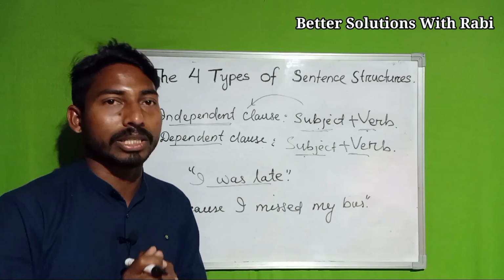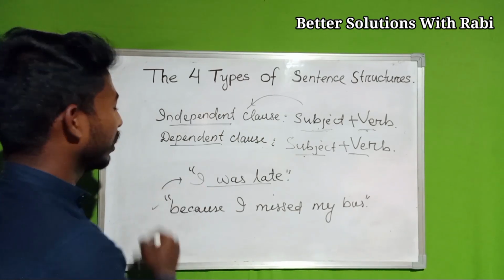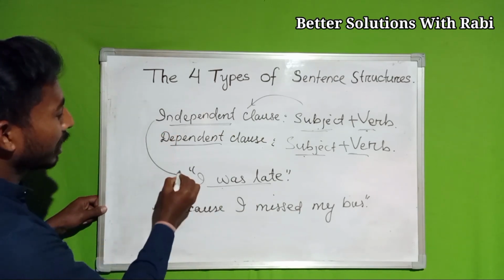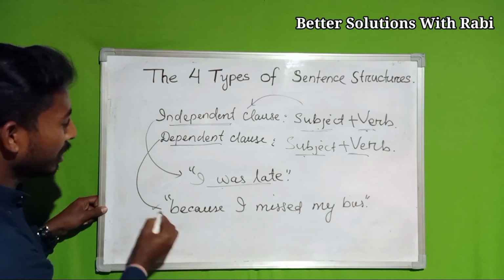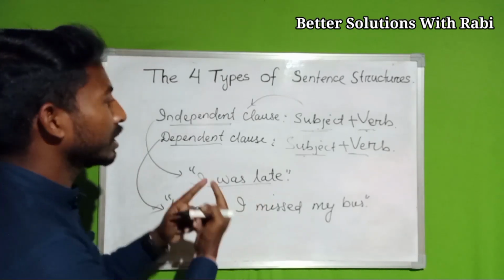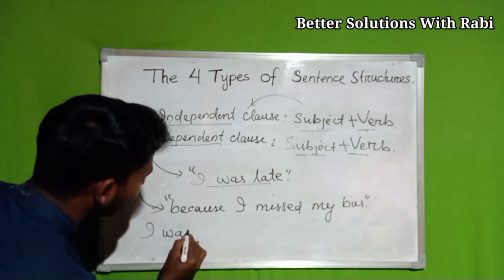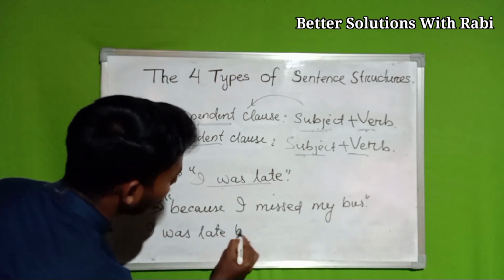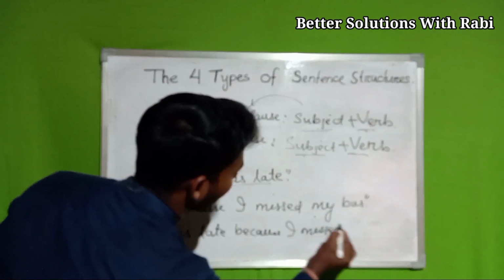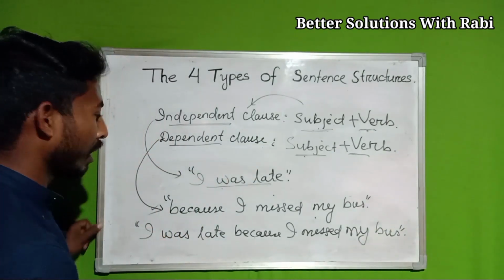Okay, a question always arises here. That means this is a dependent sentence which is dependent on this. Okay, now first of all, you see here, I was late is an independent sentence, and because I missed my bus is a dependent sentence or the dependent clause. Okay, now when we mix these clauses together, now let's see what happens. Here, I was late because I missed my bus. Okay, now see whether this sentence gives a complete meaning or not.